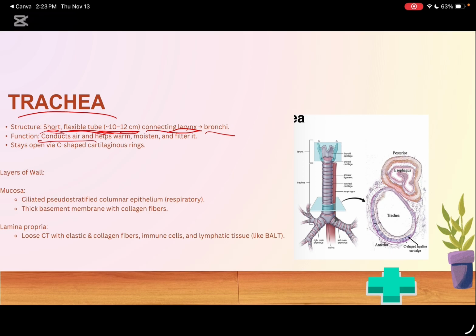As we said, how to identify it in a really nice way: C-shaped cartilaginous rings. We have mucosa as one of its layers, and lamina propria. Mucosa is, as we said, ciliated pseudostratified columnar epithelium, and it has a thick basement membrane, and of course collagen fibers. Lamina propria, on the other hand, is a loose connective tissue with elastic collagen fibers, immune cells, and lymphatic tissue like buds.